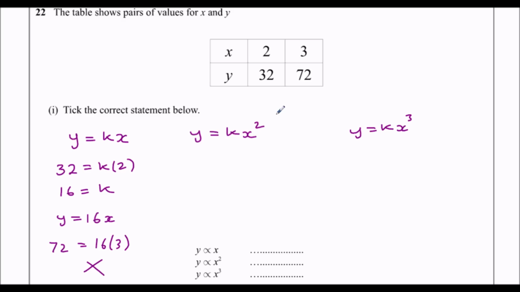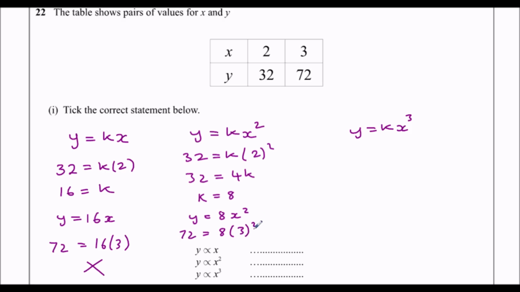y equals kx squared. So 32 is k times 2 squared. 2 squared is 4. Divide both sides by 4. So half of 32 is 16. Half again is 8. So k is 8. So y equals 8x squared. Does that work for the other one? 72 equals 8 times 3 squared. 3 squared is 9. 9 eights are 72. So yes, that works. So this relationship works. y is proportional to x squared.